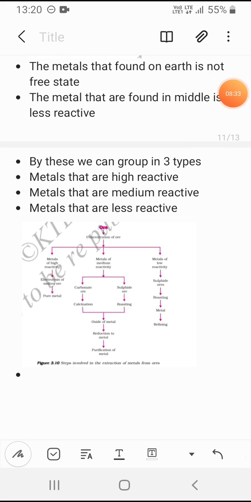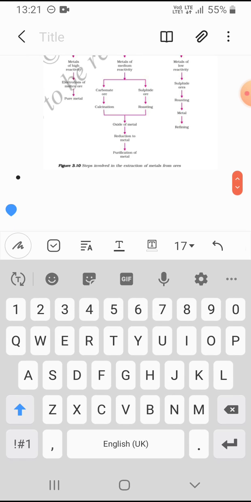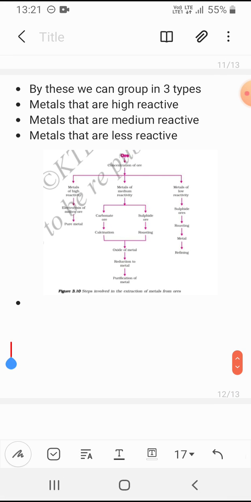These are the steps involved in the extraction of metal from ore. First, the concentration of metal: metals that are highly reactive, medium reactive, and low reactive. In that we will get pure metal. Here we will do purification of metal. Here we will do metal refining. Like this we will extract the metal, and separate the metals that are less reactive, more reactive, and medium reactive. And like this we start the extraction of metal.